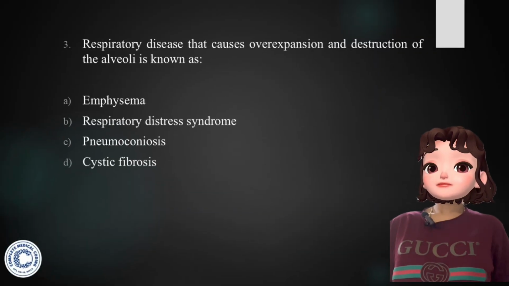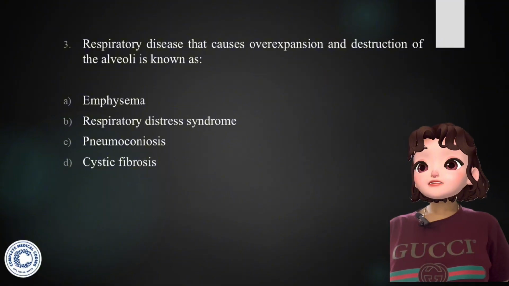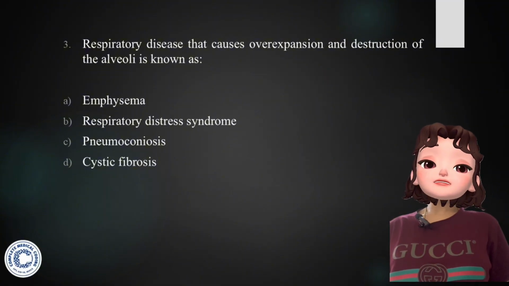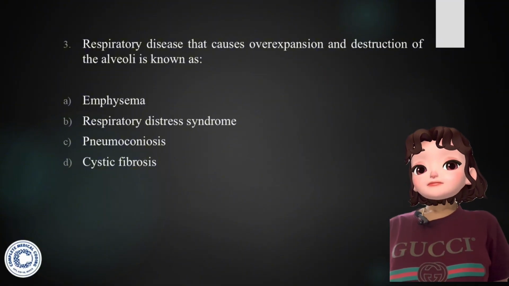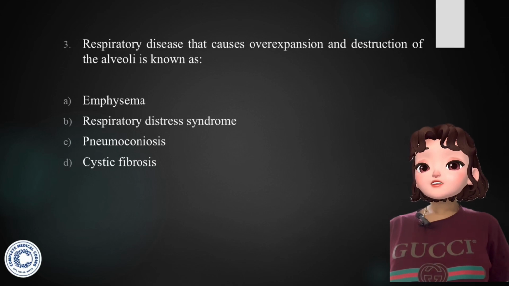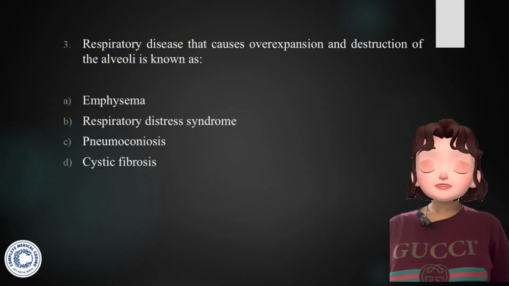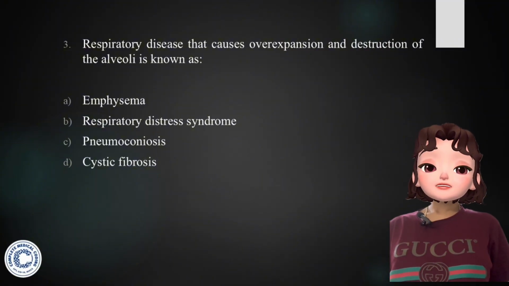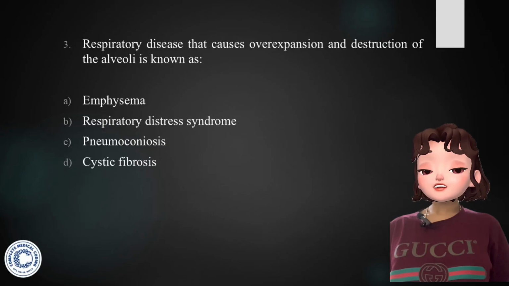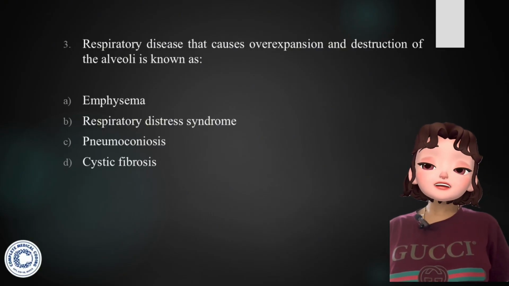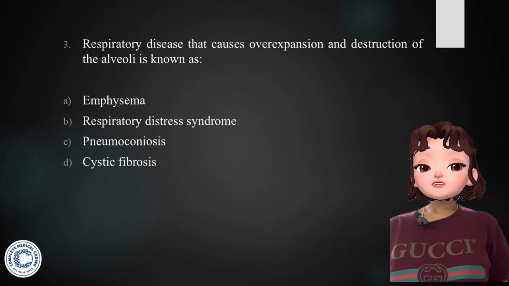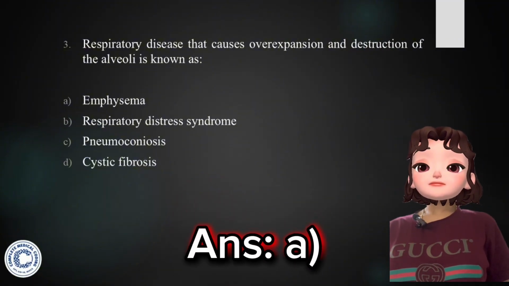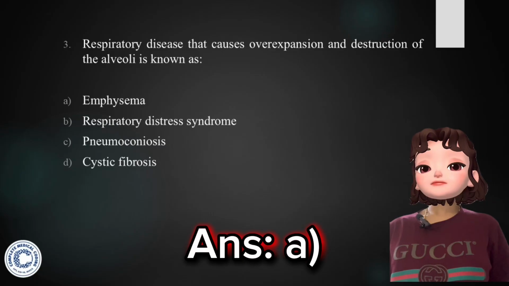Third question. Respiratory disease that causes overexpansion and destruction of the alveoli is known as option A, emphysema. Option B, respiratory distress syndrome. Option C, pneumoconiosis. And option D, cystic fibrosis. It's the overexpansion of the alveoli in the lungs. That is called emphysema. Answer is option A, emphysema.